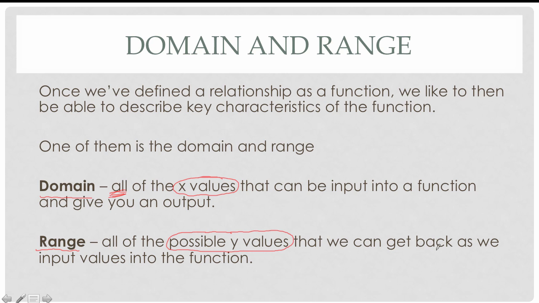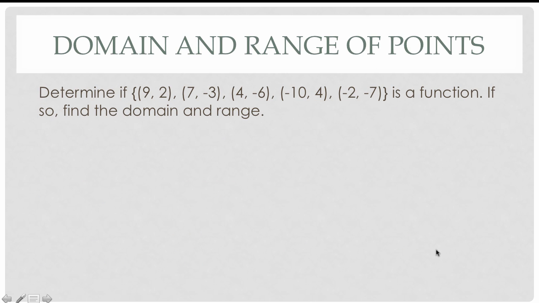So let's look at some examples of domain and range. All right, here's some points. 1, 2, 3, 4, 5 points. Is it a function? Is it not a function? Well, looking at it, I've got an x value of 9, 7, 4, negative 10, negative 2. They're only defined over those x values. So it is a function, yes. There's no repeating x values to get different y values. Yes, it is a function. Now, what is the domain and range?